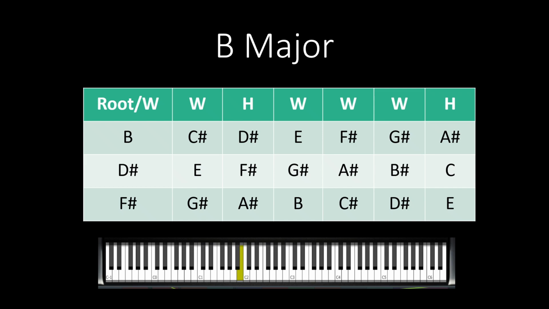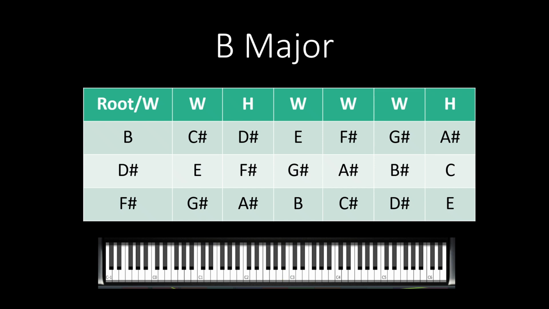We're going to go up a whole step. It gives us up that first black note, C sharp. Go up another whole step, D sharp. Half step back down to E. Whole step up to F sharp. Whole step to G sharp. Whole step to A sharp. And if we had the 8th note on the scale, it'll be a half step back down to B.